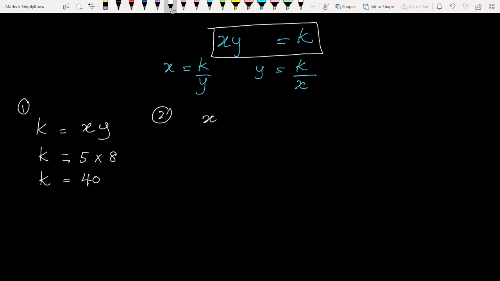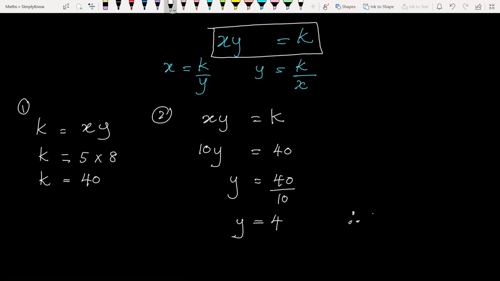So again, I'm taking XY equals K. X is 10 now because X represents the number of men and Y represents the number of days. Y we should find, so I'm writing Y, and K we found, it's 40 now. So what is Y? Y equals 40 divided by 10. And we again take the same answer, it's 4. So 4 days are taken by 10 men.